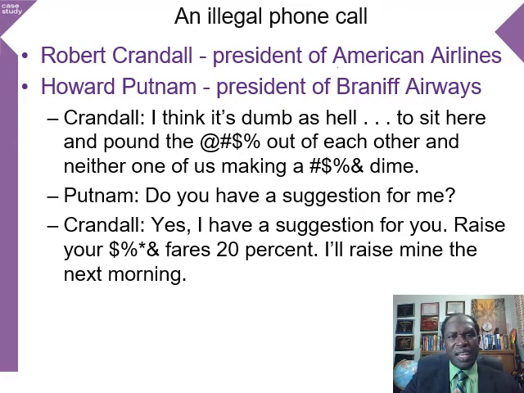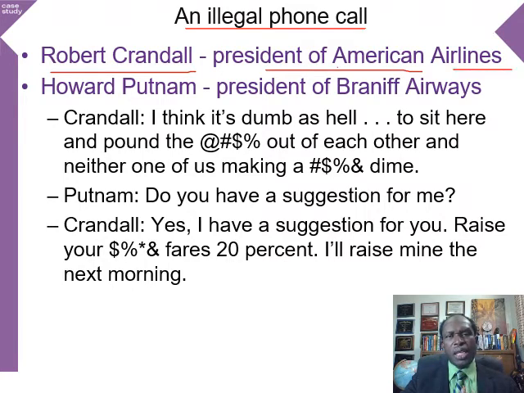So, to illustrate an example of an illegal phone call, of colluding or cooperation between two big companies in the airline industry. Robert Crandall is the president of American Airlines. Howard Putman is the president of Braniff Airline.